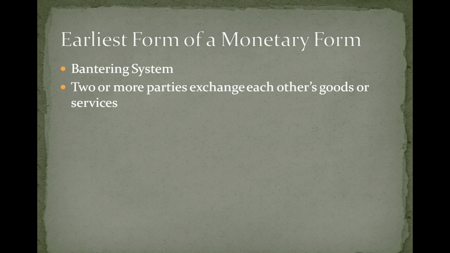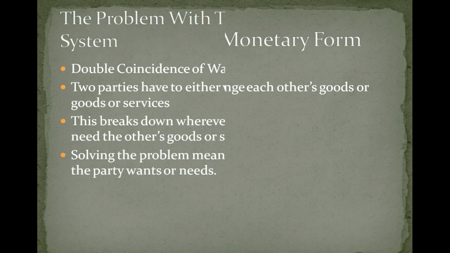The earliest way to solve this particular problem was the barter system. If you don't know how the barter system works, I'm pretty sure if you've ever traded amongst your friends when you were younger with whatever it is that you had, you probably understand the barter system. Two or more parties exchange their goods or services with one another.